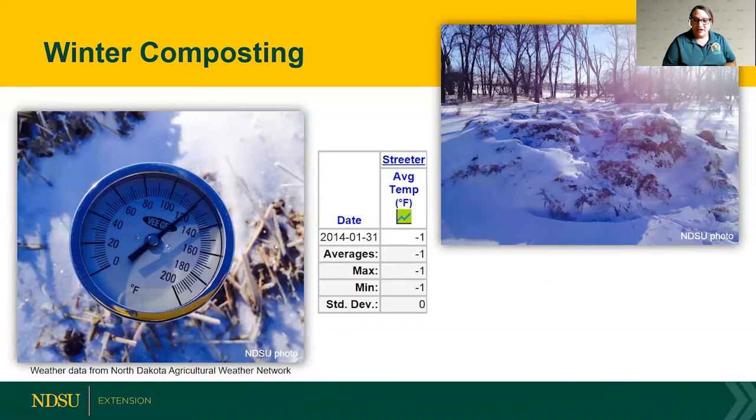This was a mortality that was buried in late November. And in late January, we checked the temperature. So outside, the air temp was -1 degree Fahrenheit. Inside that compost pile, it was 120 degrees Fahrenheit. And so I often get asked, does this process actually work in the winter? It does.